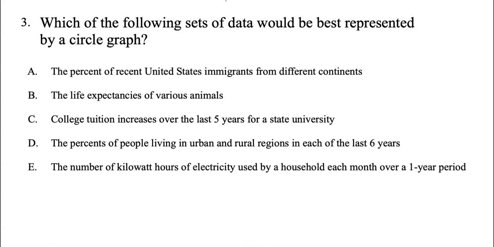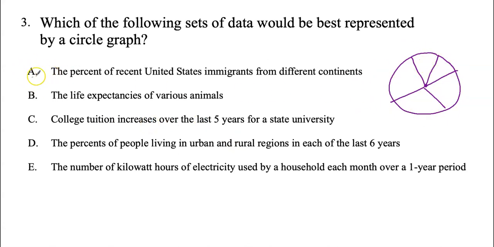Question 3. Which of the following sets of data would be best represented by a circle graph? A circle graph looks something like this. And what it does is it takes a total of something and breaks it up into different parts. And these parts are usually labeled with percentages. Circle graphs are not good for measuring changes over time. So basically what I'm going to do is go through each answer choice, and anything that talks about changes over time I'm going to eliminate because circle graphs aren't good for that type of measurement.